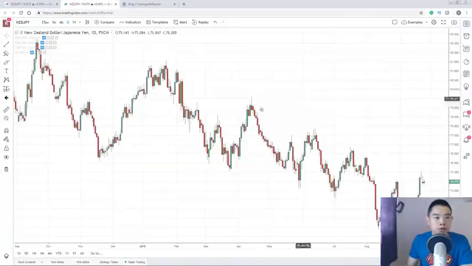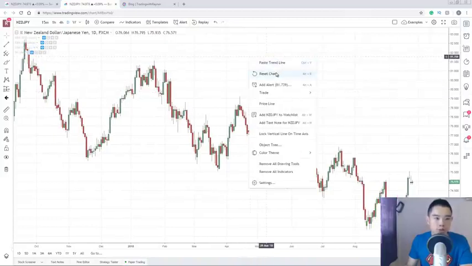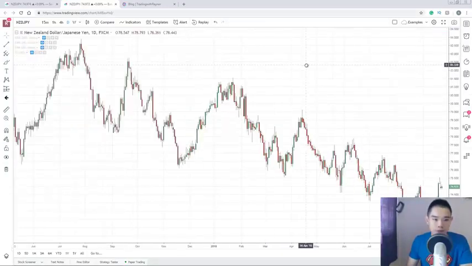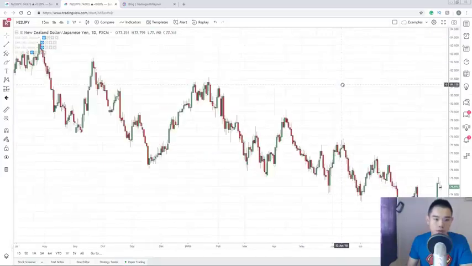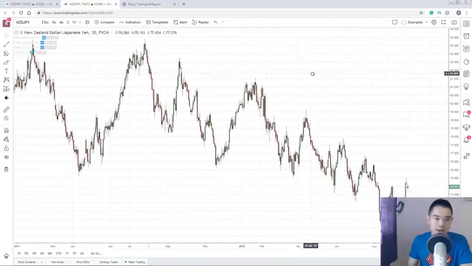So this one over here, let's see. This is New Zealand yen. This is the TradingView platform. I reset my chart and I like to scroll down my mouse 5 times. 1, 2, okay, let's do that again. 1, 2, 3, 4, 5. So you can see that this is how much information that I want to see on my chart.